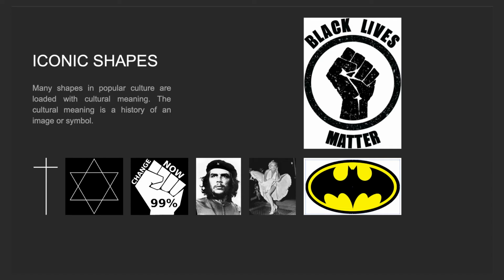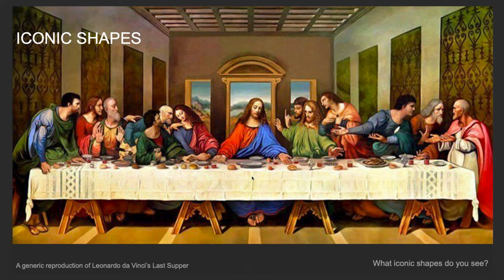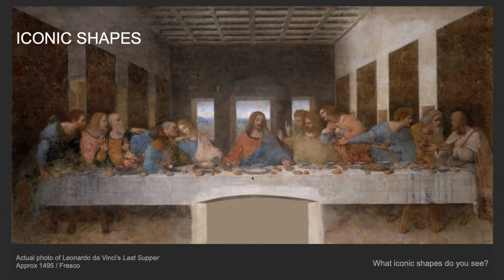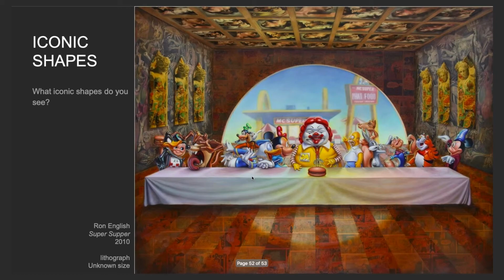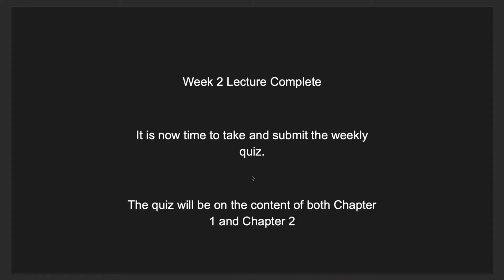Iconic shapes. These are shapes that mean something, that carry cultural weight. Iconic painting, iconic shapes. This is the actual one. But iconic shapes carry a lot of cultural value and can be viewed in different ways, or are seen again and again. And this is a painting that references the other paintings, but is using all kinds of other iconic shapes. That's it for the review of the chapters.